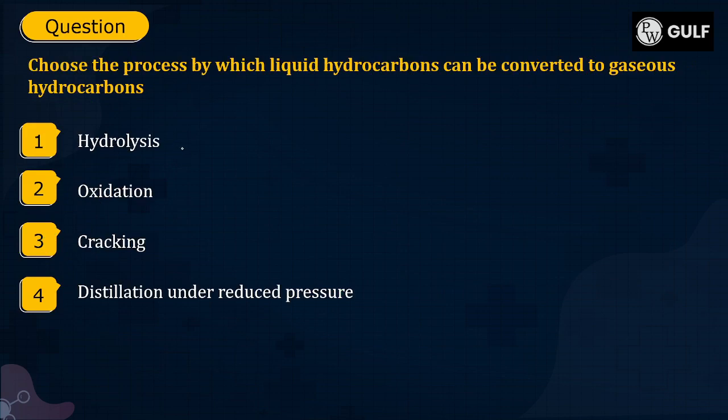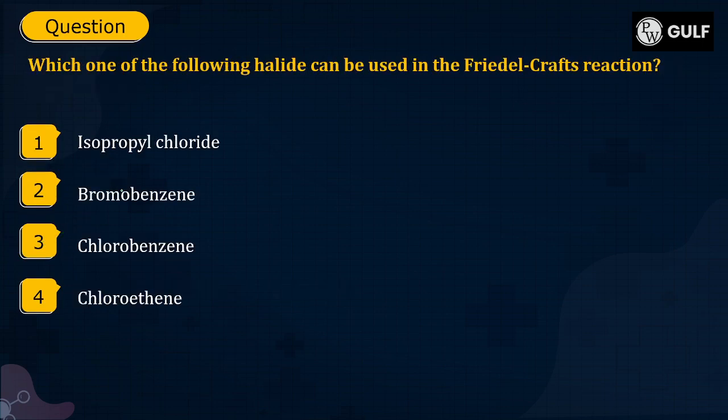Choose the process by which liquid hydrocarbons can be converted to gaseous hydrocarbons. This is a direct question. Direct answer is cracking. Moving on to the next question. Which one of the following halides can be used in Friedel-Crafts reaction? For Friedel-Crafts reaction, it is very important that a carbocation is formed, because Friedel-Crafts reaction is nothing but electrophilic substitution reaction. Sorry.